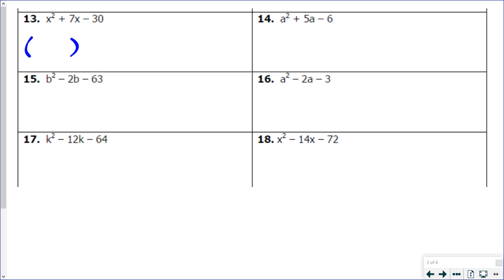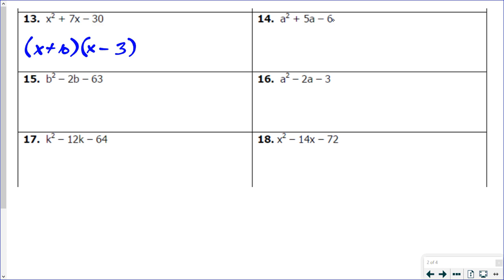So let's write x and 10 and x and 3. I didn't put a plus or a minus yet. Do I want the 10 to be negative or the 3 to be negative? Remember, one of them is negative because when I multiply them together, it comes out to negative 30. The answer is positive, so the bigger number needs to be positive. So the 10 is positive and the 3 is negative. 10 plus negative 3 is positive 7. 10 times negative 3 is negative 30. So that's your answer.